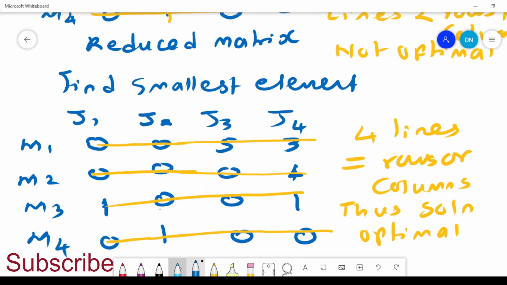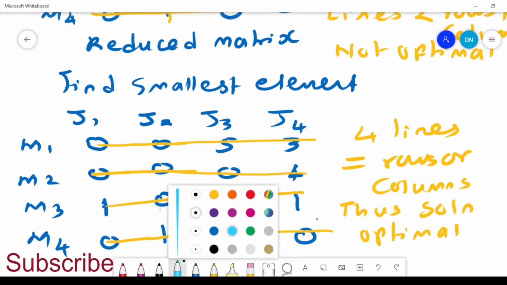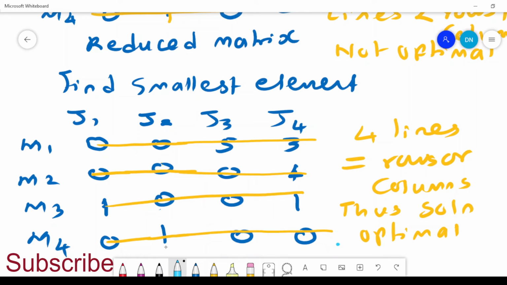We allocate where there is a 0. What we mean by that is that machine 4 can do job number 1, number 3, and number 4. Machine 1 can do job number 1 and 2. Machine 3 can do job number 2 and 3. So it looks like it's only machine 4 that can do job number 4. So I'm going to put a box there, because there is no other machine that has a 0 on job number 4. So that is taken care of.